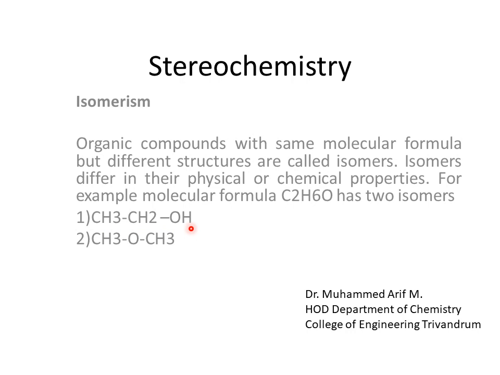CH3CH2OH, ethanol or ethyl alcohol. Second one is CH3OCH3, dimethyl ether. The physical and chemical properties of these two isomers are totally different.